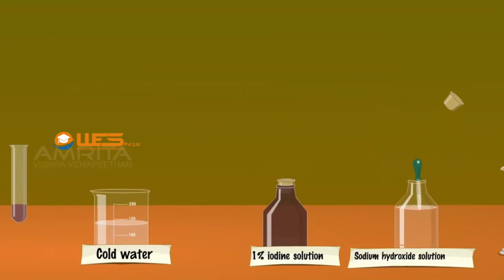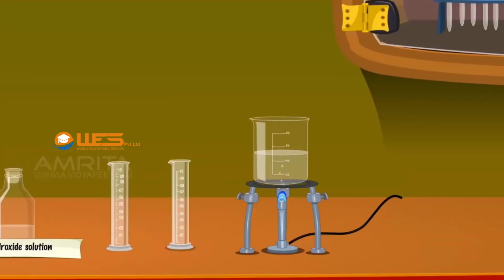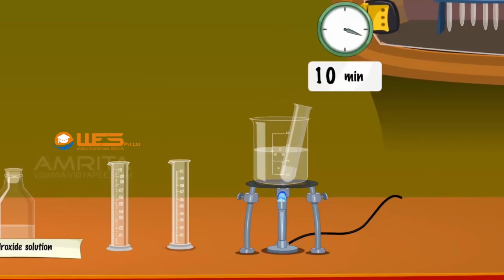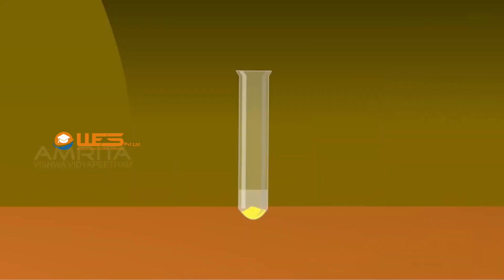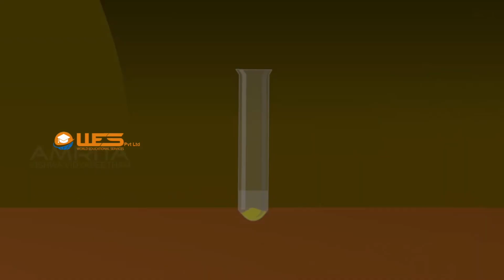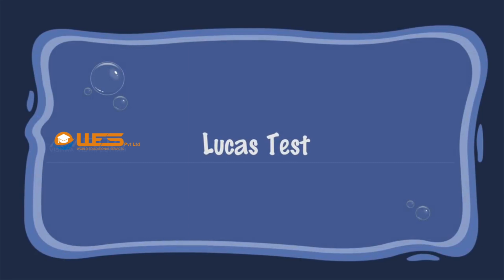Add dilute sodium hydroxide solution dropwise until the brown color of iodine is discharged. Warm the mixture gently in a water bath. Formation of yellow precipitate of iodoform indicates the presence of alcoholic group. Lucas test. Procedure.